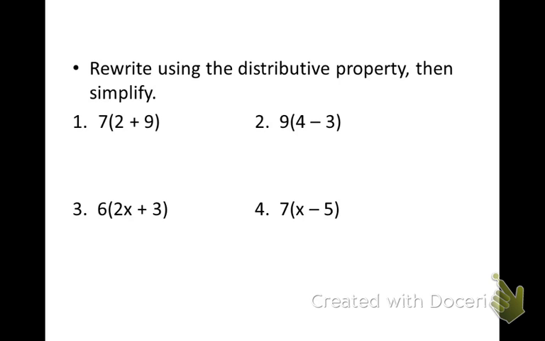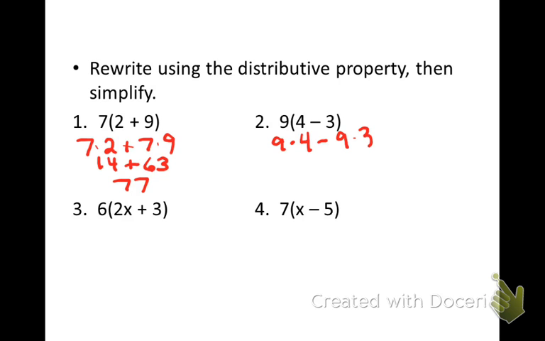Right now we're just going to try to understand the distributive property by simplifying using the distributive property. That means we can't do what's in parentheses first, so we're going to distribute. So 7 times 2 plus 7 times 9, and then we do the math, 14 plus 63, and then we get 77. 9 times 4 would be showing the distributive, minus 9 times 3. I do want you to show this here at the beginning because we're just trying to learn it. Minus 27 would give me 9.